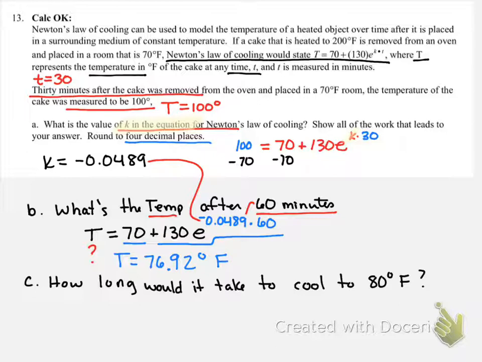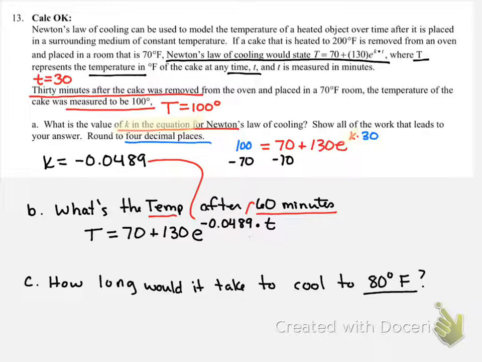Now we'll look at part C. The only difference between B and C is they're telling us the temperature now is 80, and they want to know how long, so we're looking for the time. So time is now back in our equation, and the big T for temperature we know is 80. And my constant will be the same because this is still the same oven, same surrounding temperature, and the same cake. Everything is all the same.